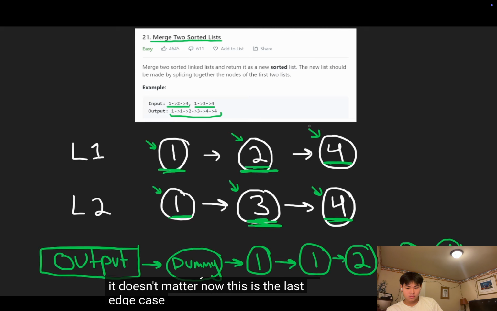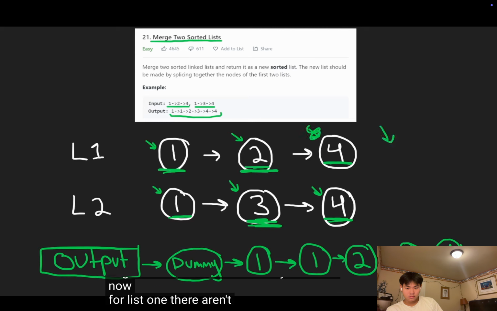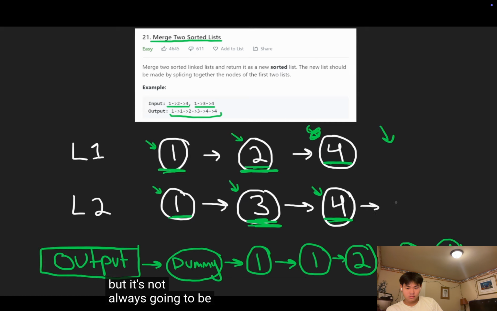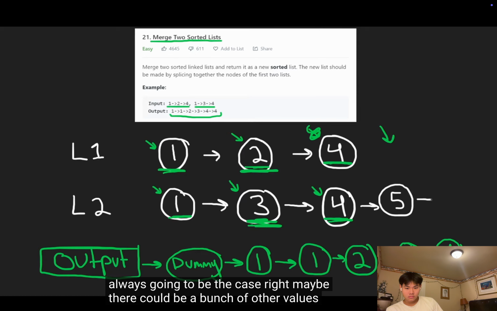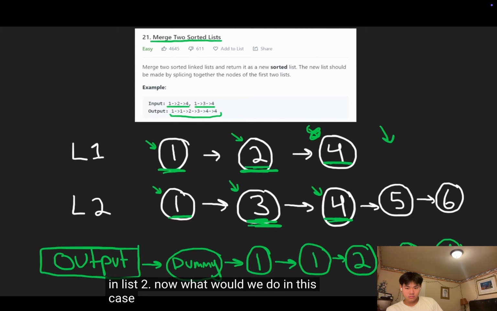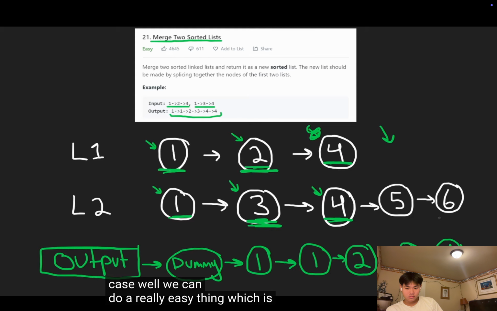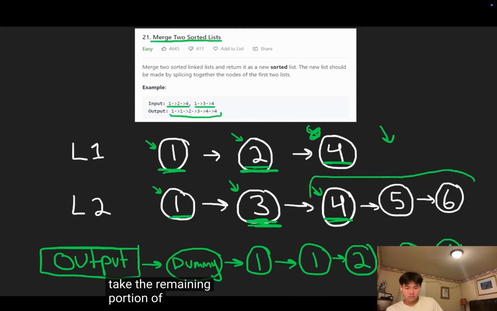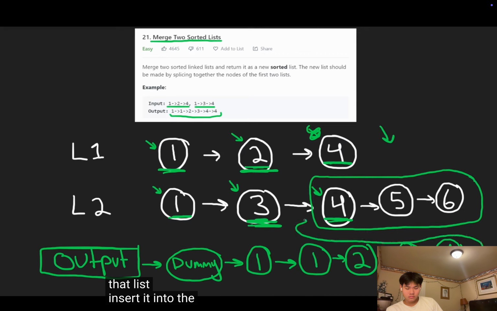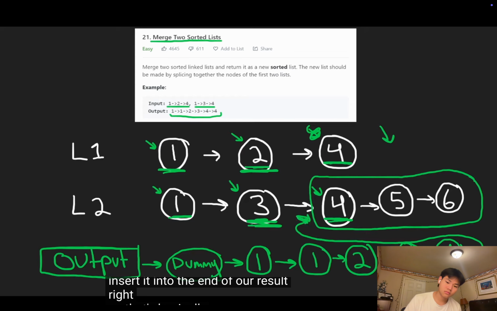Now, this is the last edge case that we have to worry about. So now, for list 1, there aren't any more values left, right? So we can't really continue our algorithm. Lucky for us, there's only one value left in list 2, but it's not always going to be the case, right? Maybe there could be a bunch of other values, 4, 5, 6. There could be other values in list 2. Now, what would we do in this case? Well, we can do a really easy thing, which is just take the remaining portion of the list. So if one of the lists is empty, of course, list 2 in this case is still sorted. So we can literally just take that list, insert it into the end of our result, right? So that's basically the idea.